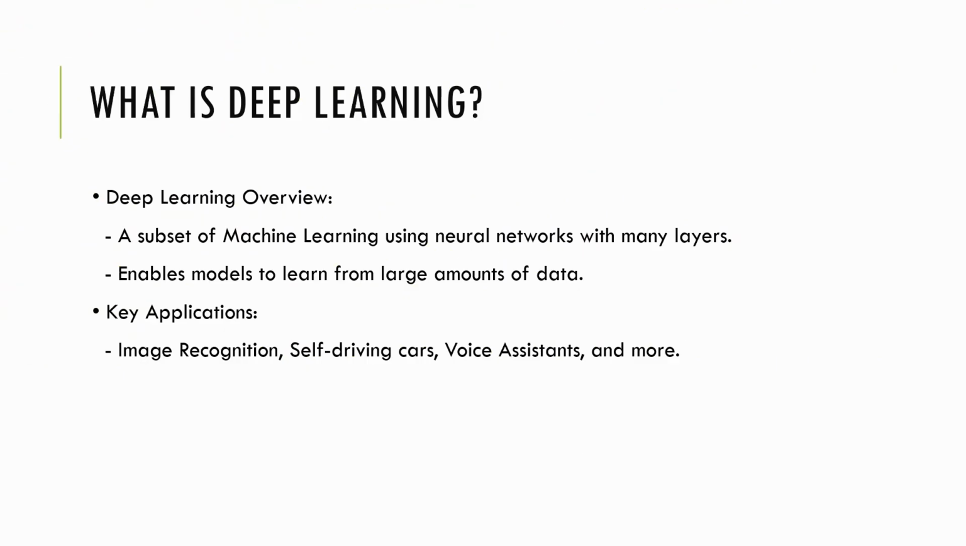Deep learning is a subset of machine learning that utilizes neural networks with multiple layers. It allows computers to learn from large amounts of data, enabling them to perform complex tasks like image recognition, speech recognition, and even self-driving cars. Deep learning powers many of the advanced AI systems we use today.